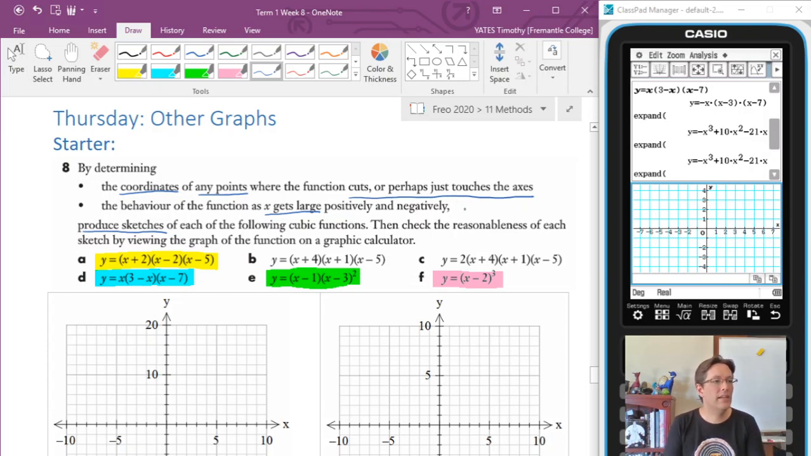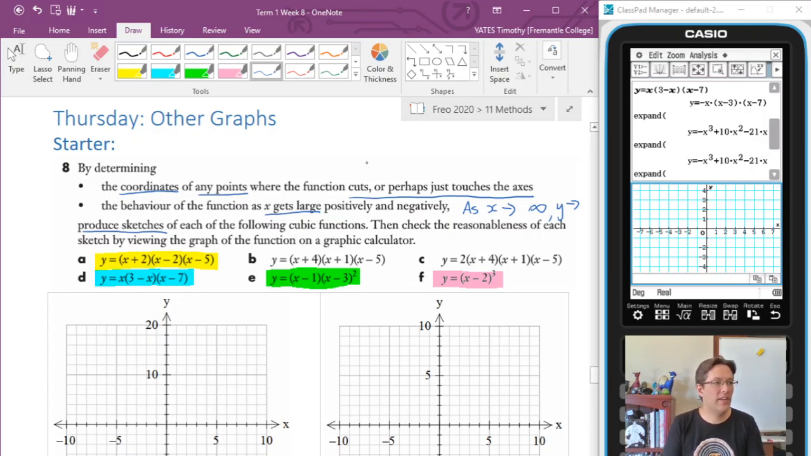What we say is as x tends to infinity, y does something. It might tend to infinity or negative infinity. It might even tend to 0 or something like that. But we usually say as x tends to infinity, y tends to something. Or as x tends to negative infinity, y tends to something as well. So that's what we're generally saying, the behavior of the function as x gets large positively and negatively.